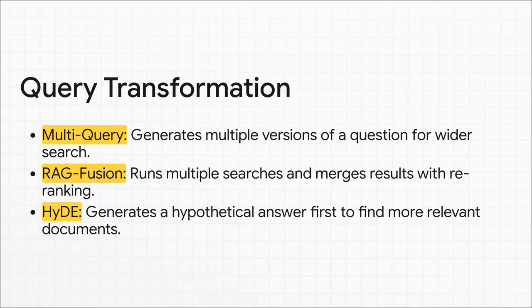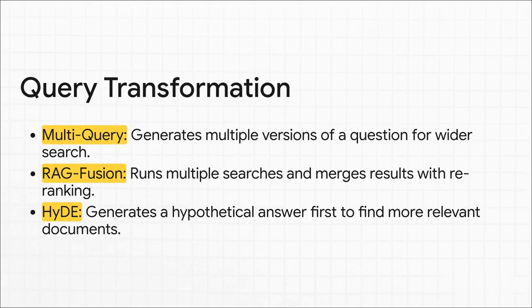So instead of just taking your question at face value, the system might generate a few different versions of it to cast a wider net. Or, and this is where it gets really clever, there's a method called HyDE. It actually generates a fake, hypothetical answer first, and then it uses that fake answer to find the best documents. Now, why on earth would it do that? Well, a detailed answer is way more likely to share important keywords and context with the source documents than your short question is.